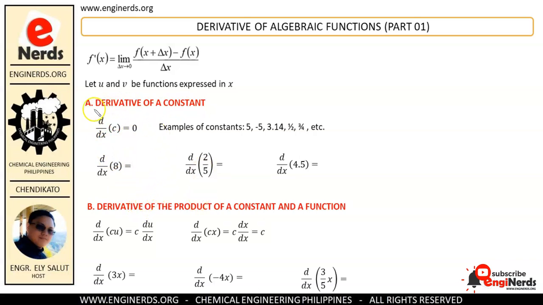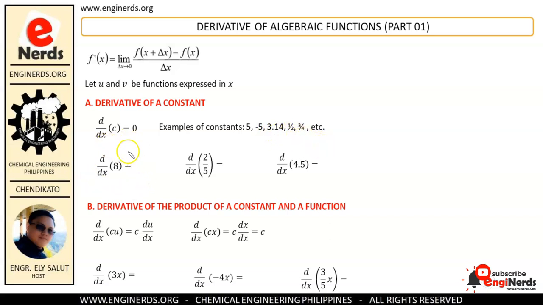So, first, pag-usapan natin itong derivative of a constant. So, we have here d over dx because katulad ng sinabi natin, u and v will be a function expressed in x, no? So, lahat ng gagamitin natin is d over dx, no? So, in here, let's say, d over dx or the derivative of a constant is equal to 0. So, examples of constants are positive or negative integers, decimals, or fractions.